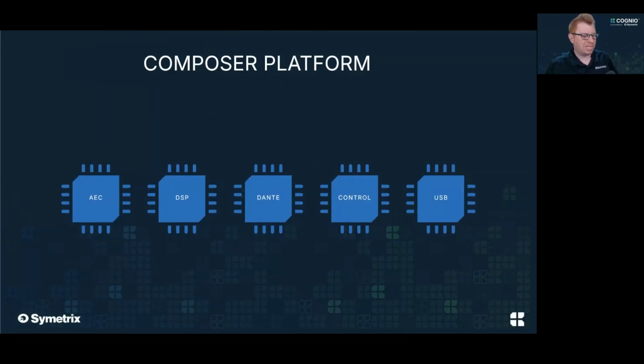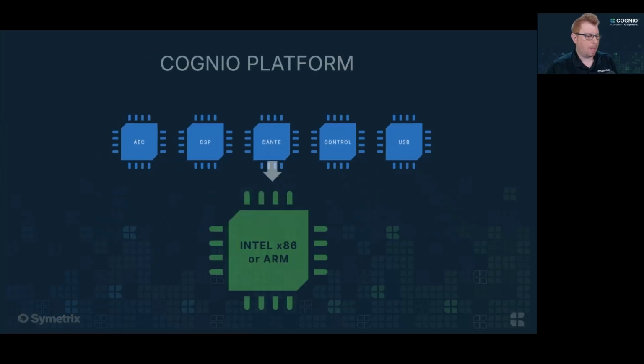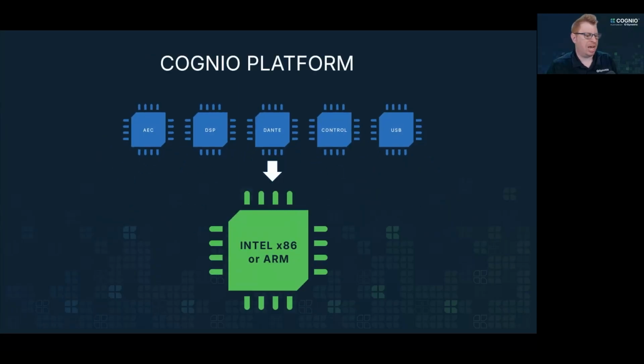So our existing products are all based around having dedicated hardware for each function. We might have a piece of hardware for AEC, a piece of hardware for DSP or for Dante or for control or USB. And that served us well, but it really hampers how you scale a device. If we as a manufacturer want to add more features, it requires us to make hardware options to achieve that. And in Cognio, we've changed that.